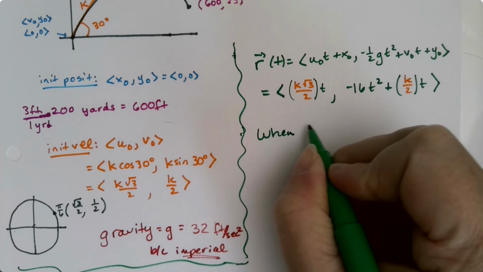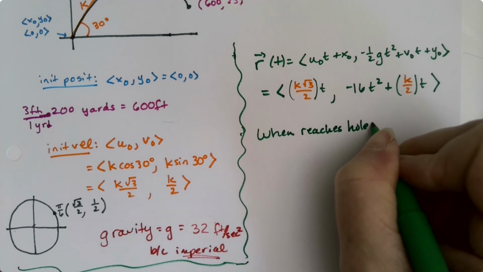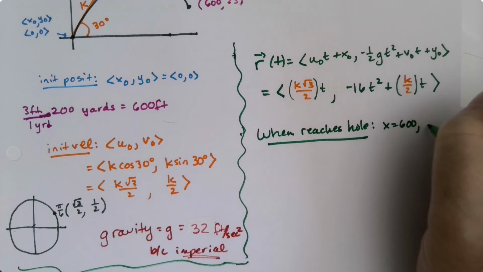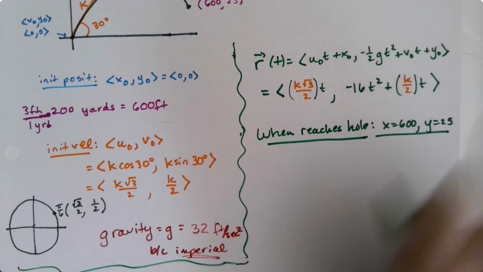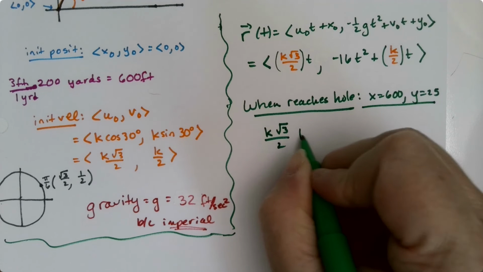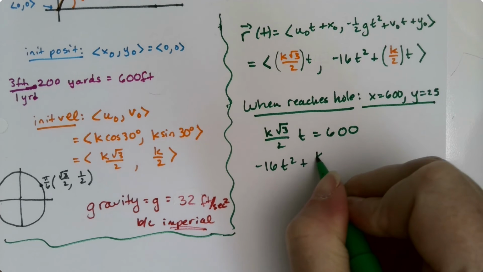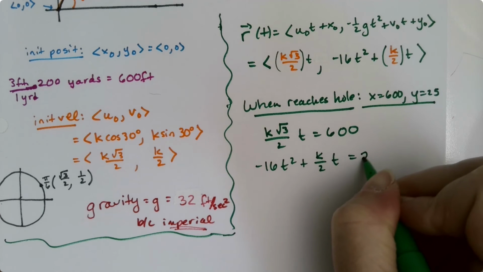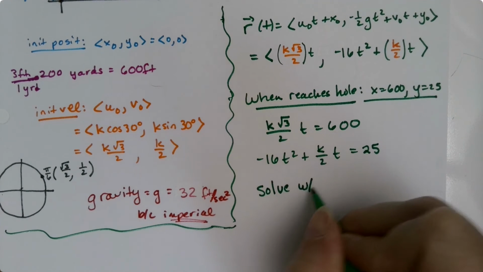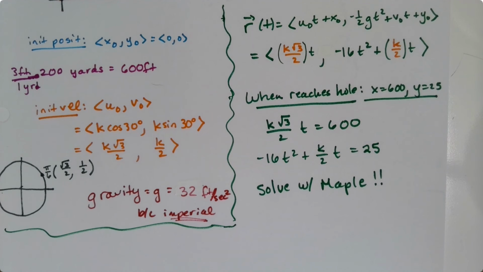All right, now it reaches the hole. You're trying to get a hole in one. It reaches the hole at x equals 600, y equals 25. So we set each piece: k square root of 3 over 2 t equals 600, and negative 16 t squared plus k over 2 t equals 25. And we are going to solve this with Maple, because it's too much of a pain to do by hand.